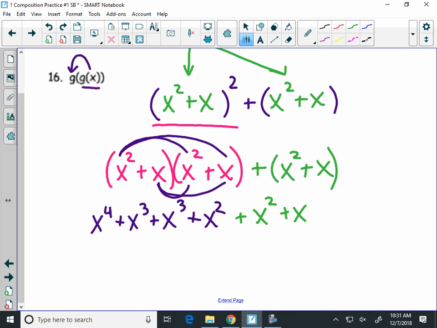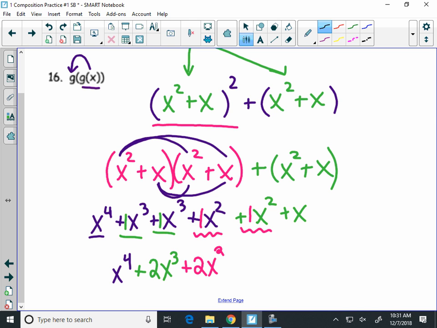We need to now combine like terms. There's lots of terms on here. I have x to the 4th. There's only one of those, so x to the 4th comes down. When I look at my x to the 3rd, I have 1x to the 3rd plus 1x to the 3rd, which is 2x to the 3rd. My x squareds, I have 1x squared plus 1x squared, which is plus 2x squared. And then finally, plus my last x. There's a lot going on there, but that is your final answer.